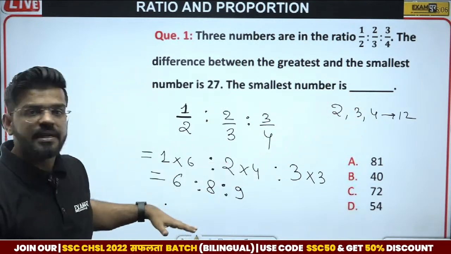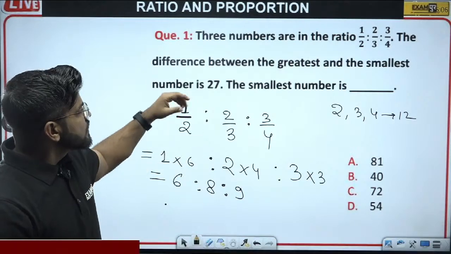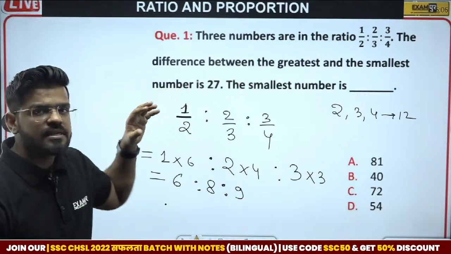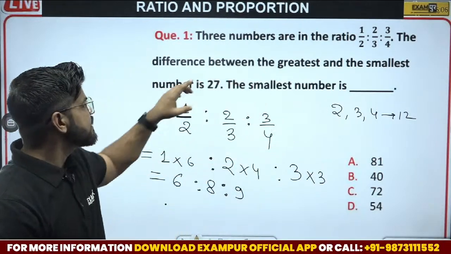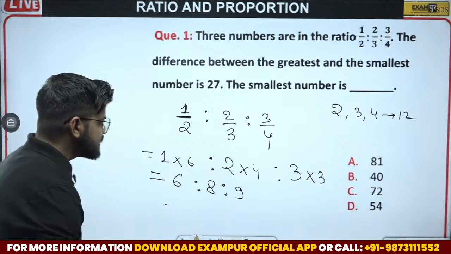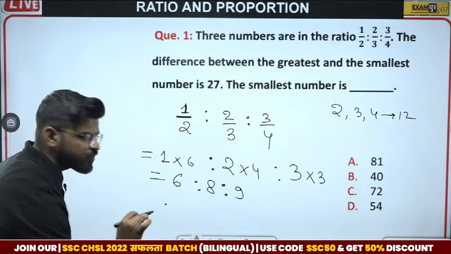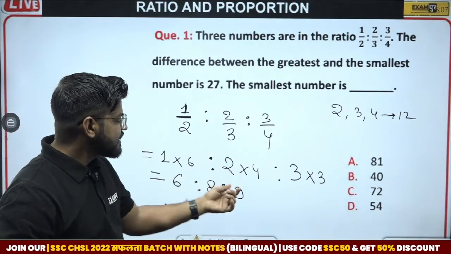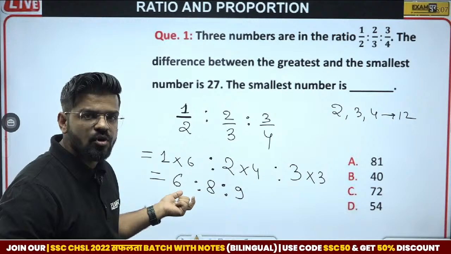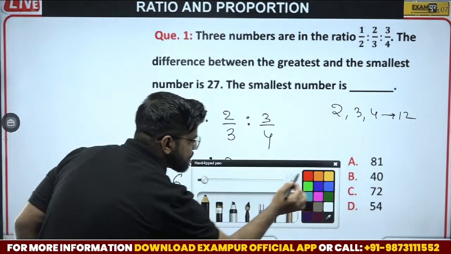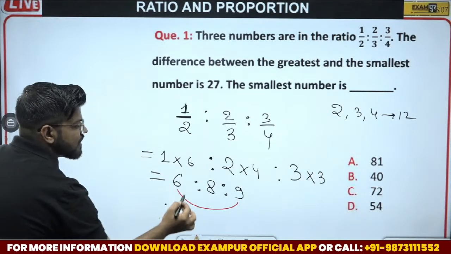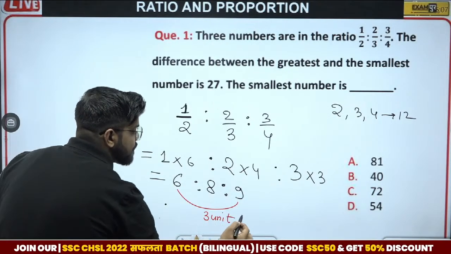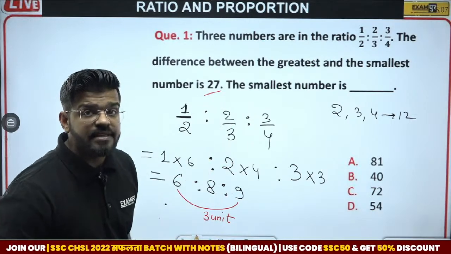Now we have it in the simplest form. What is given? The difference between the greatest and the smallest number is 27. Here 9 is the greatest one and 6 is the smallest one, as you can see, 6, 8 and 9. And the difference between them is given. What is the difference in units? You can say that it is a 3-unit difference, but according to the question, it is 27.